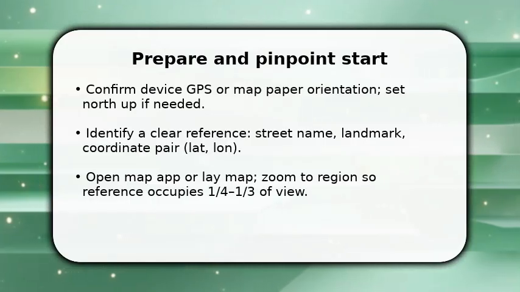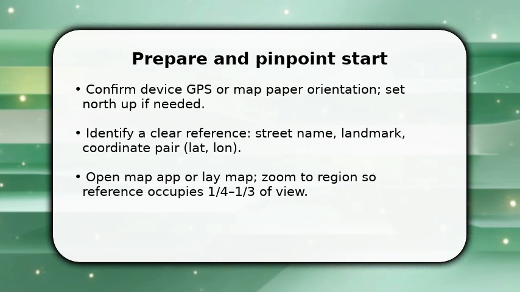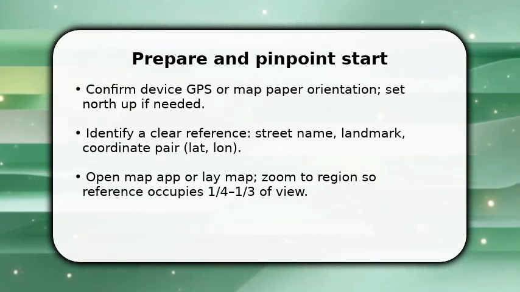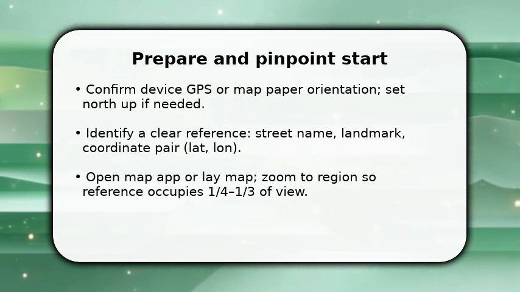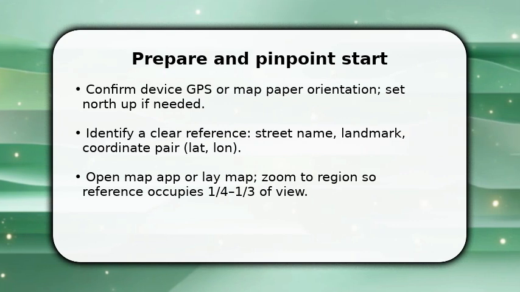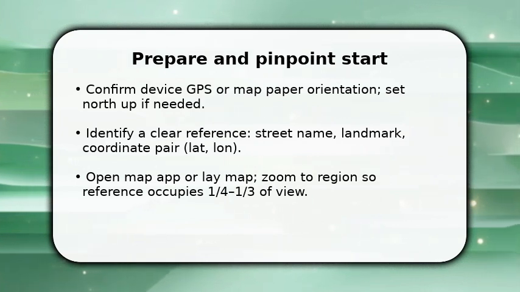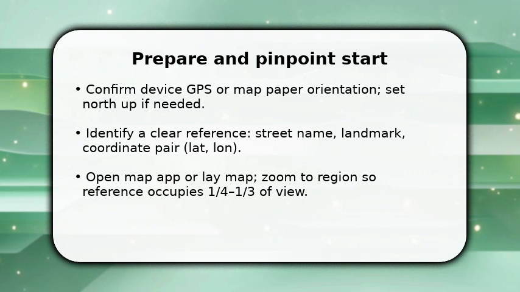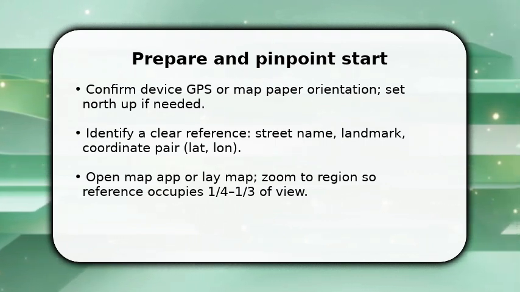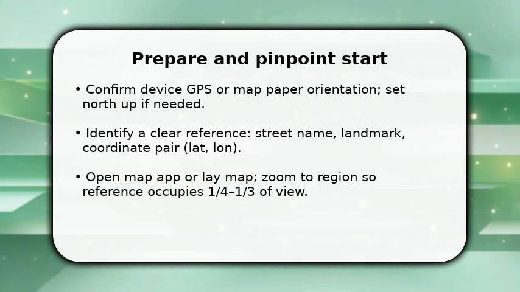You start by getting your reference and aligning the map. Make sure your device GPS is on, or orient the paper map with north up. Once done, type or locate the street name, landmark, or coordinate pair on screen. If using a paper map, mark the reference lightly. Then zoom or focus until the reference fills roughly 1/4 to 1/3 of your view. This gives enough context to read nearby features. Now you're ready to refine the position.